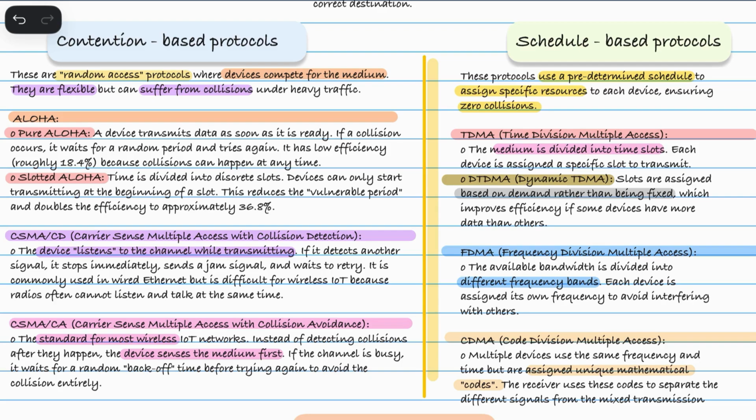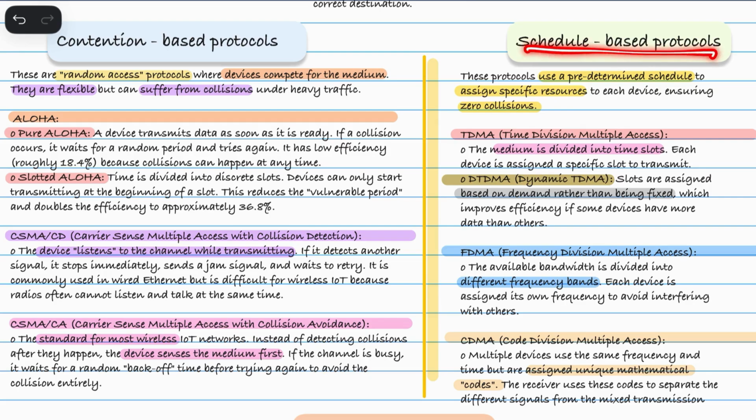Instead of leaving a time slot empty when a sensor has nothing to say, dynamic TDMA allocates slots on demand. For example, if sensor A has a massive data log and sensor B is silent, the system temporarily reassigns sensor B's time slot to sensor A. So we are vastly utilizing the bandwidth, right? This is what dynamic TDMA does.